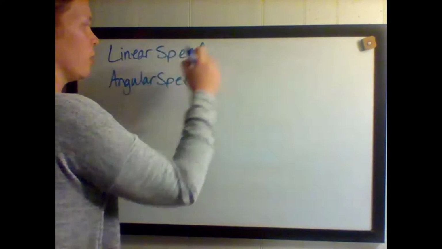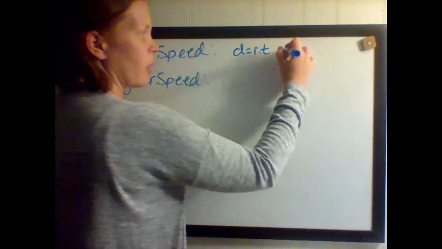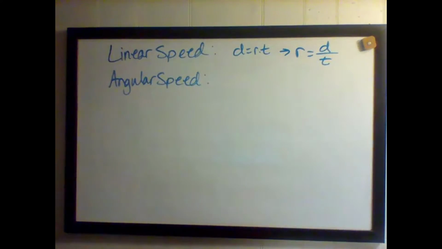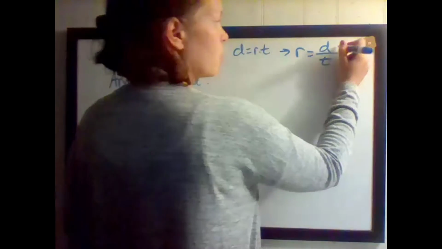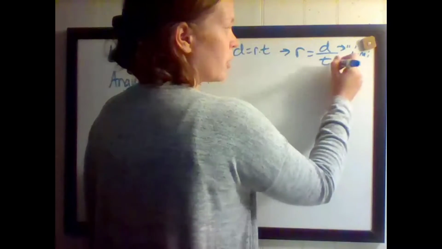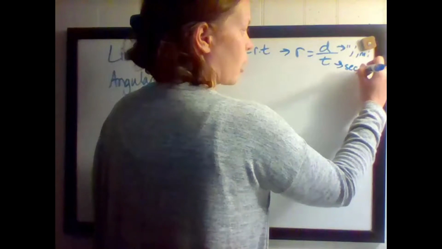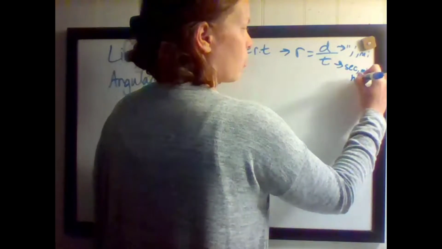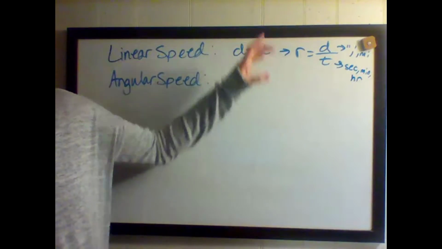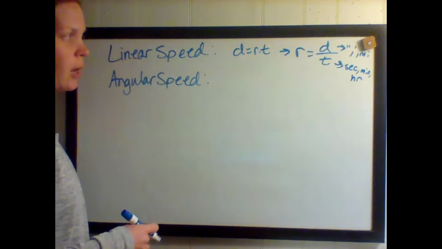So with linear speed, this goes back to distance equals rate times time. So to get the rate, we take a certain distance divided by a time. So notice distance, in this case, is going to be something like inches or feet or miles. And then time will be per second or minutes or hours. So when we're asked to find a linear speed, that's what we're going to be doing. We're going to be finding like miles per hour, feet per second, inches per second, something like that.